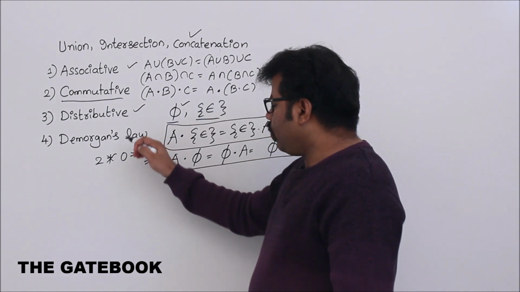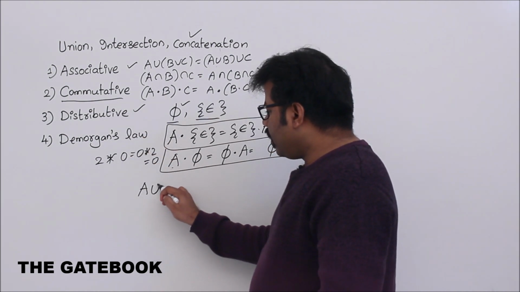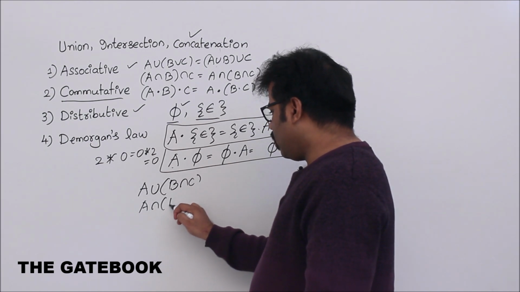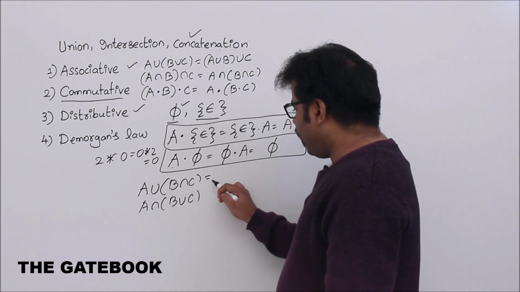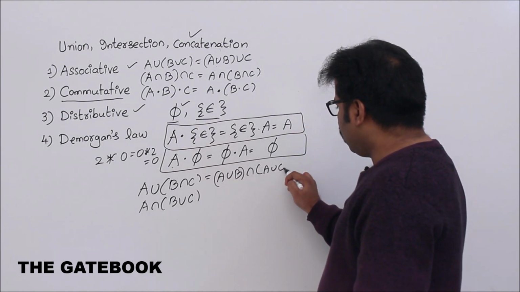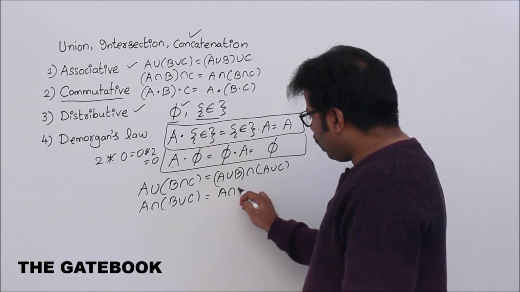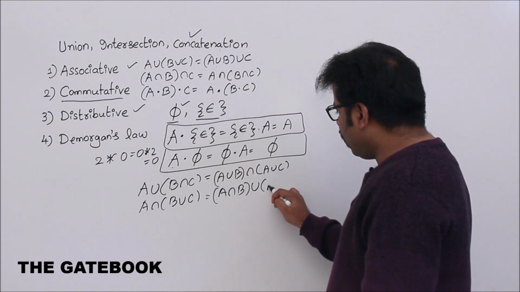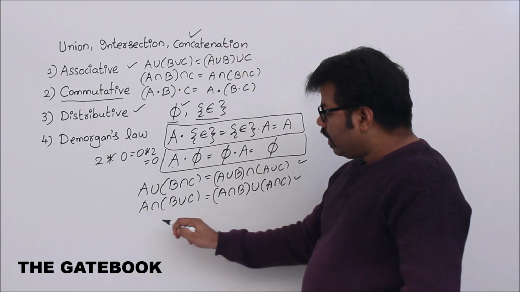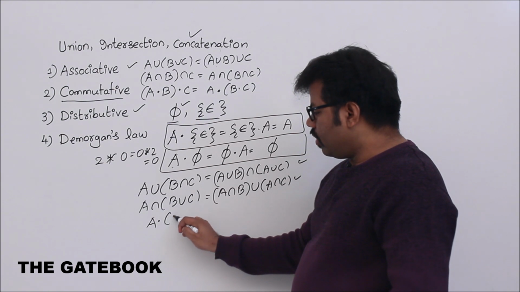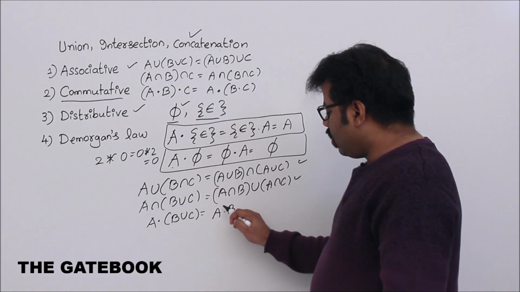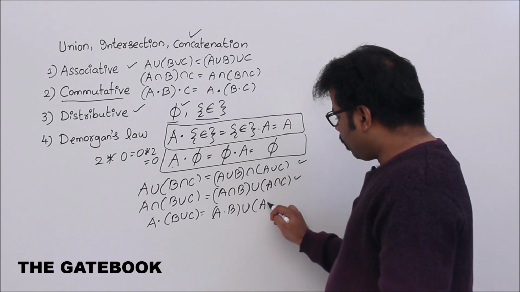Now we will see the distributive law. Of course you know about union and intersection. Union is distributive over intersection, correct? Intersection is distributive over union. So A union (B intersection C) equals (A union B) intersection (A union C). Similarly, A intersection (B union C) is (A intersection B) union (A intersection C). Fine. Now what about concatenation? Concatenation is also distributive over union. So A dot (B union C) equals (A dot B) union (A dot C).